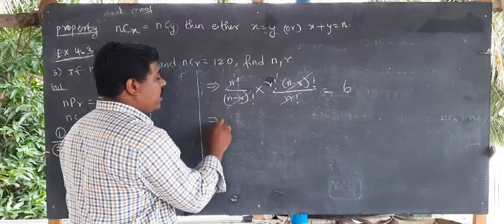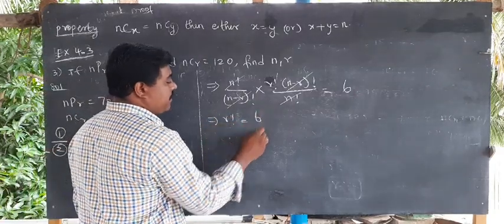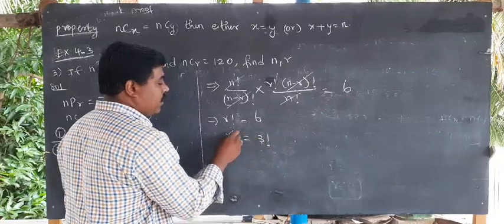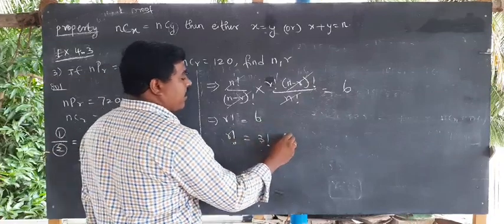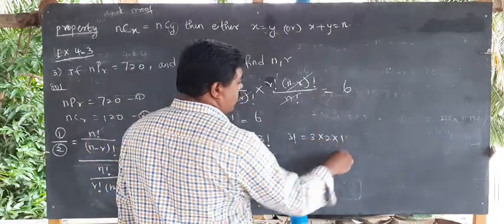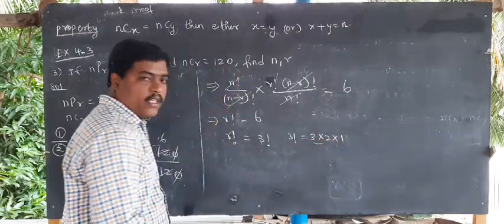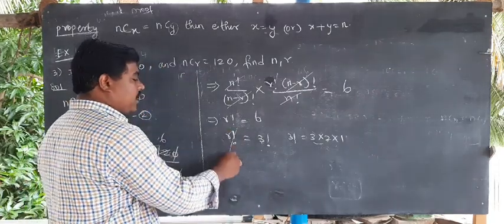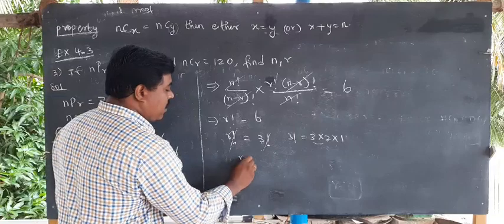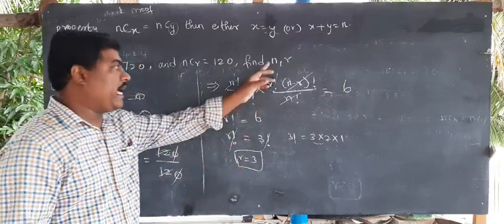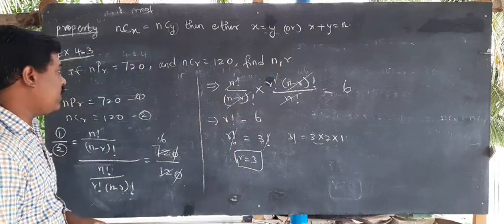r factorial equals 6 means I write this as 3 factorial, because 3 factorial means 3 into 2 into 1. 3 into 2 is 6 only. So for the value 6 we will write 3 factorial. Factorial will be cancelled, therefore r equals 3. But we need to find n and r. n also we need to find.